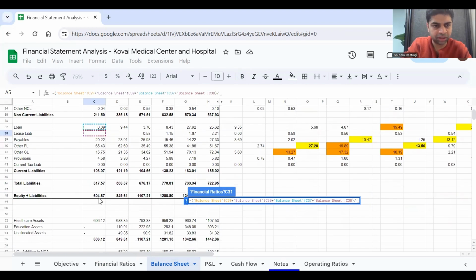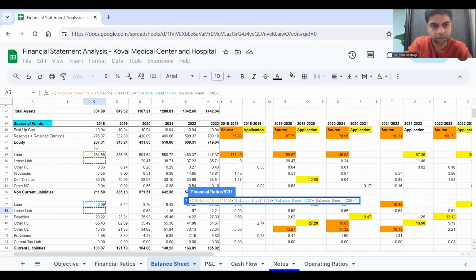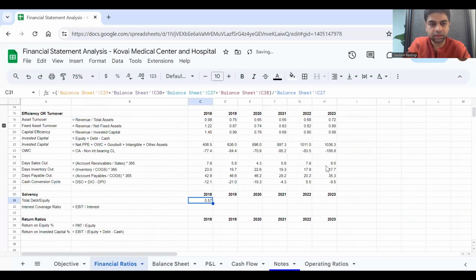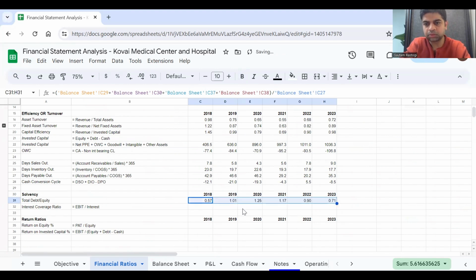So what's my equity? My equity is this, right? All right. So you see it was lower than 0.6, shot up to over 1 because they took a lot of debt, paid it down, and now they are at 0.7.